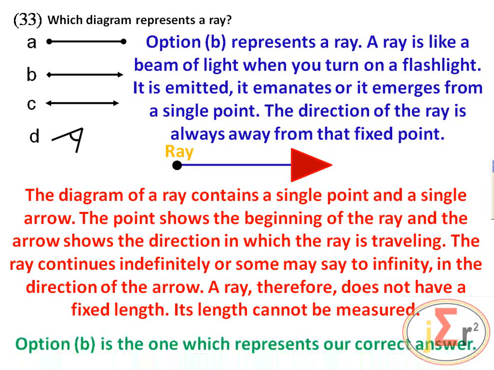So option B is our ray. Option B is the one which represents our correct answer. That is our ray.